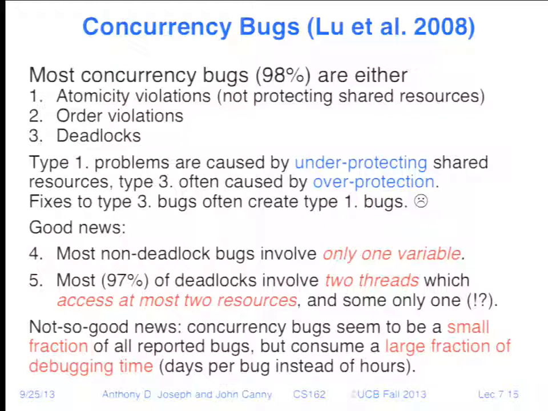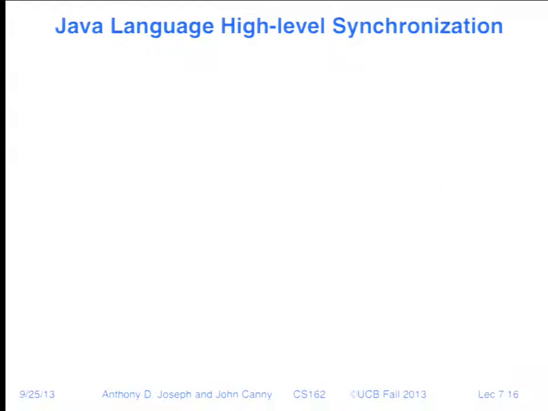All right. And finally, some not so good news. Concurrency bugs seem to be a small fraction of all reported bugs, maybe about 3%, but consume a large fraction of debugging time, perhaps closer to 30%. And the typical time to fix bugs is in the days instead of hours. So all of this is hopefully strong motivation for you to be careful about using concurrency. Make the uses of concurrency as transparent and simple as you can.